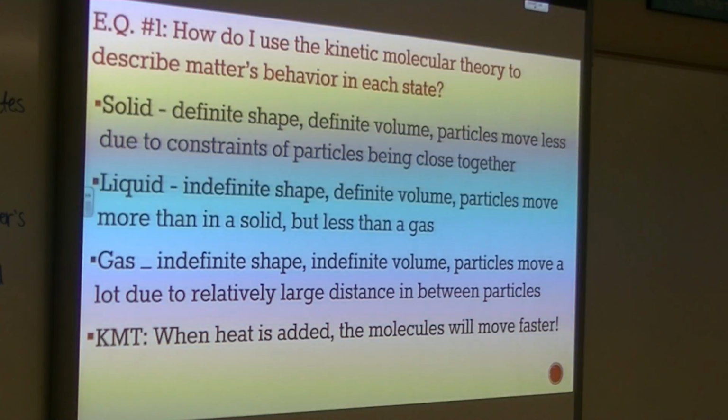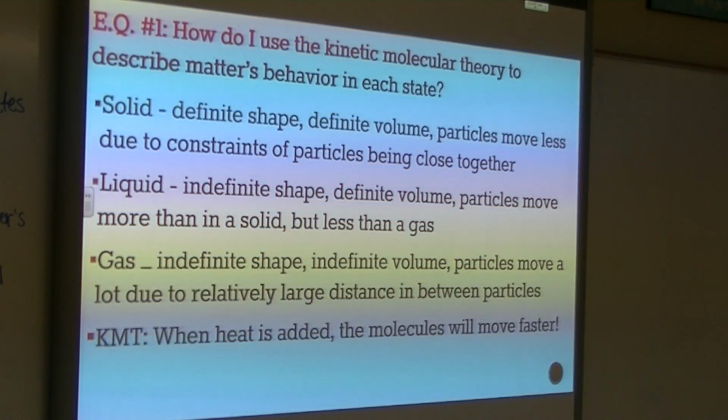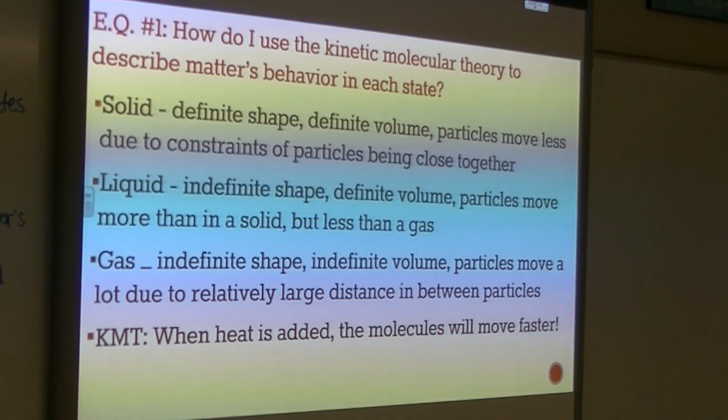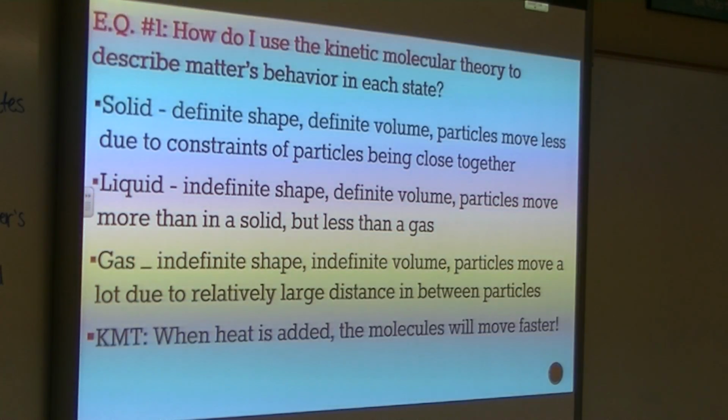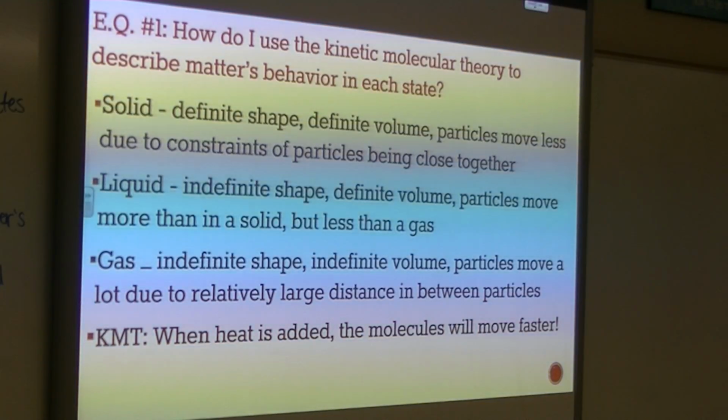Gases have an indefinite shape and indefinite volume, and particles move a lot due to the relatively large distance in between particles. And I say relatively because it's relative to the size of the particles, right? Molecules are small, so the space doesn't seem big, but it's big in comparison to the particles themselves. KMT stands for kinetic molecular theory, and it states that when heat is added to the substance, the molecules will move faster. So more heat, the faster the molecules will move.